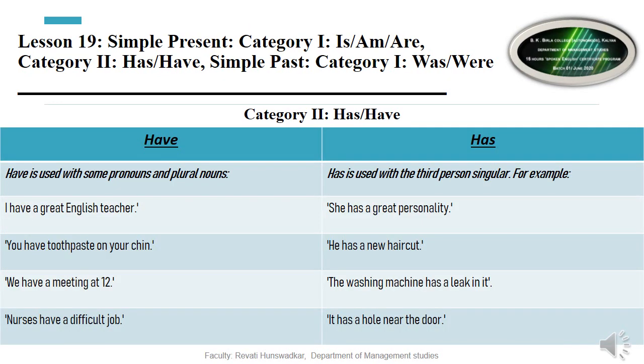So let's see some further examples of has and have. See, here it is mentioned: have is used with some pronouns and plural nouns, and has is used with the third person singular. For example, I have a great English teacher. She has a great personality. You have toothpaste on your chin. He has a new haircut. We have a meeting at 12. The washing machine has a leak. As I said, has is used by he, she, it, and have is used by I, you, we, they. This is a simple example of has and have.